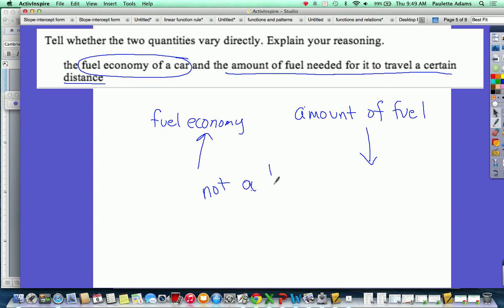So it's not a direct variation. Now, Chris did mention it's a negative slope, and it is a negative slope. But it's not a direct variation. Direct variation means as one goes up, the other one goes up. As one comes down, the other one comes down. They both have to go in the same direction at the same rate. Any questions there?